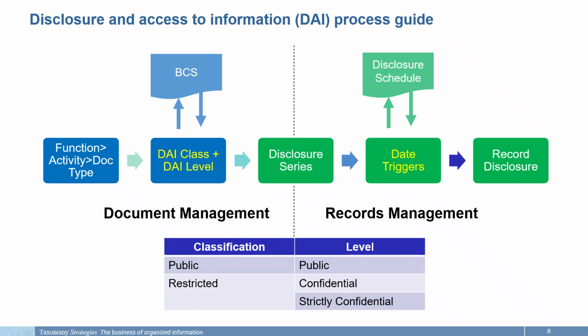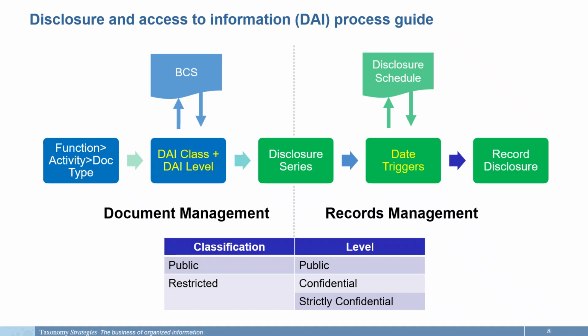For example, at the African Development Bank, all institutional legal and agreements documents are classified as restricted at the function level, but a final signed agreement can be reclassified as public when that is appropriate. The disclosure and access to information level further distinguishes the restricted classification into confidential and strictly confidential. The default level of the Business Classification Schema is usually confidential.